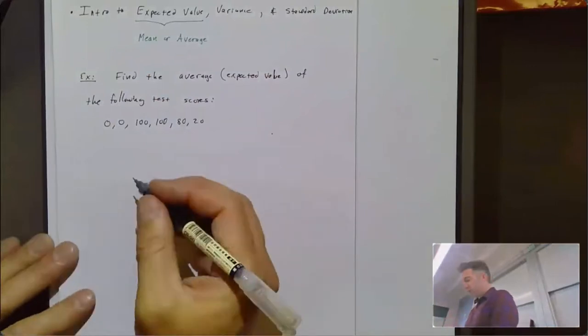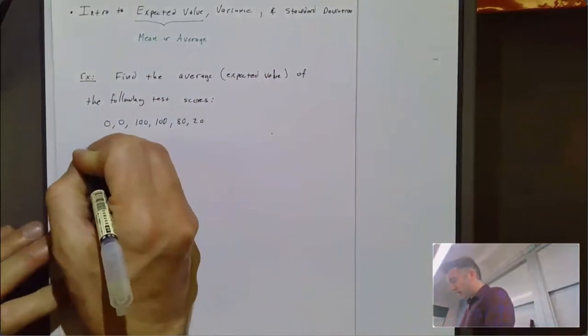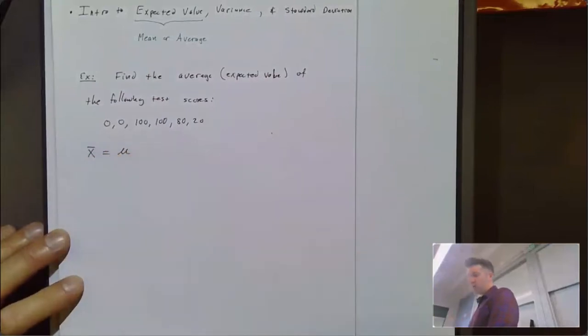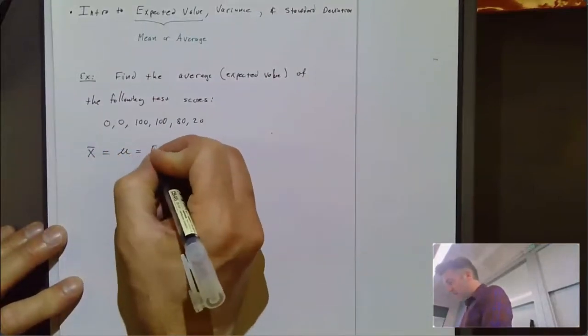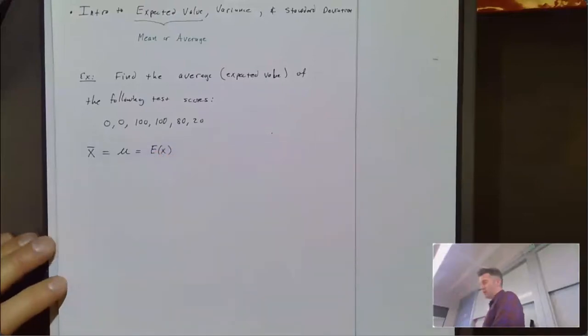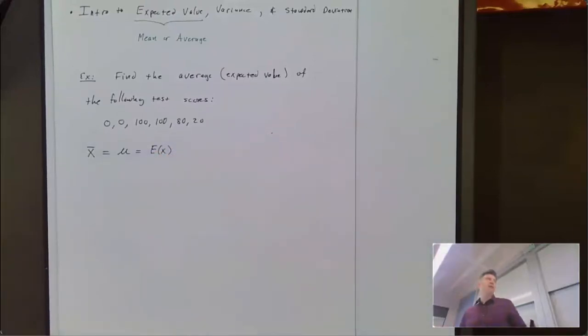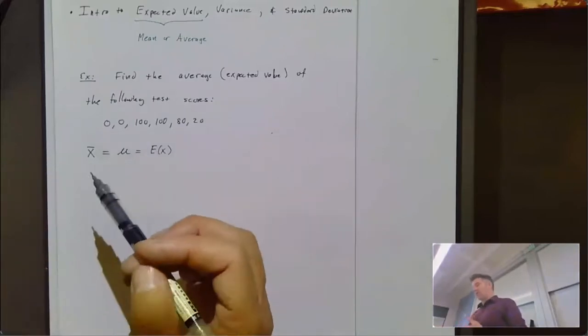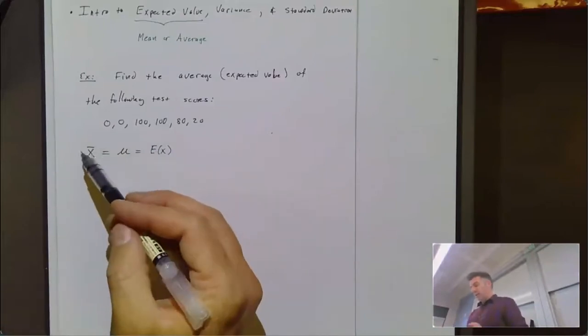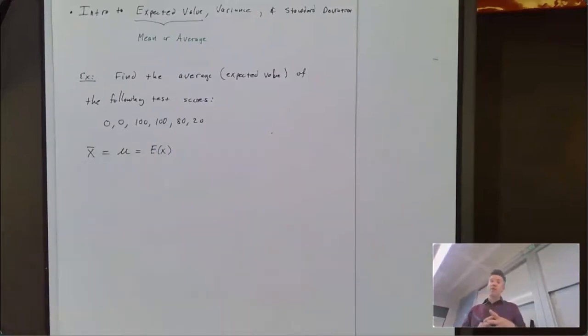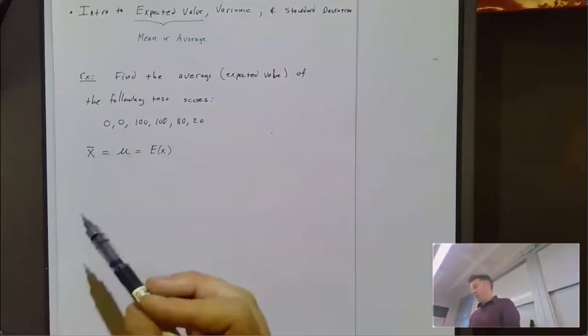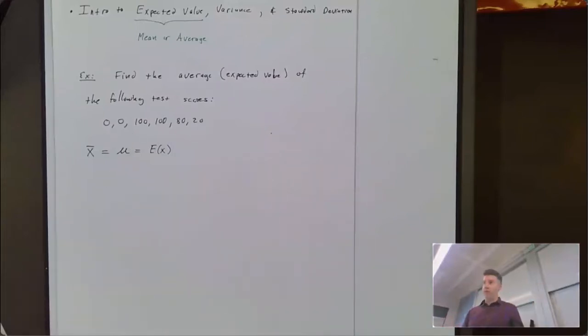A couple symbols for mean, X bar or mu, are both symbols we use, or capital E of X. Those are all valid symbols. If you take a stats class, you'll learn more about the difference in meaning between these. For example, X bar is usually your sample mean, meaning you're taking a sample from a larger population, whereas mu is the actual mean of the entire population. That's not really important here, but if you do take a stats class, it is worth knowing the difference between what these symbols mean.